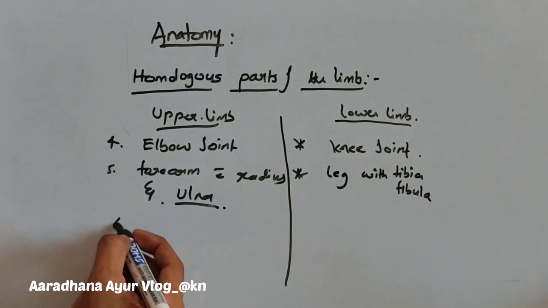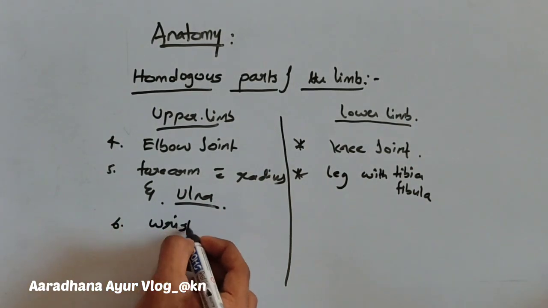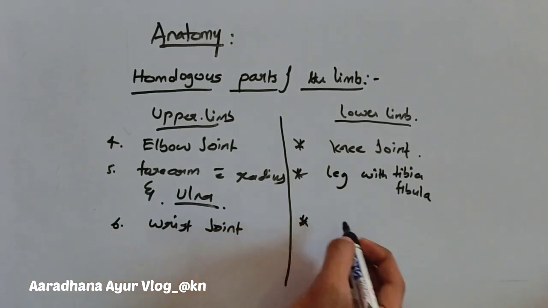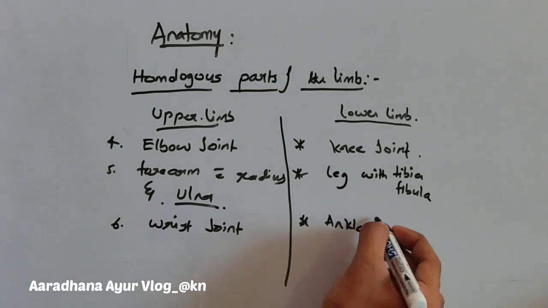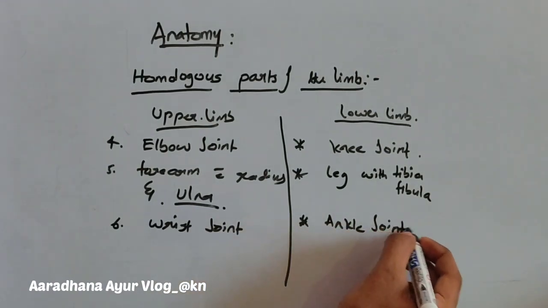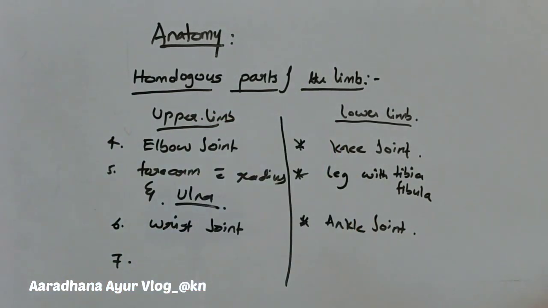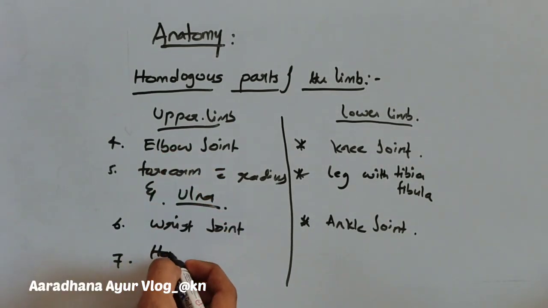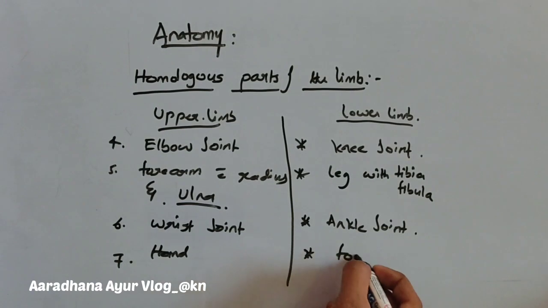And the 6th point, next is the wrist joint, which is present in the upper limb, and in the lower limb it is related to the ankle joint. Next is the last point, the 7th one. Here it is the hand, and here it is the foot.